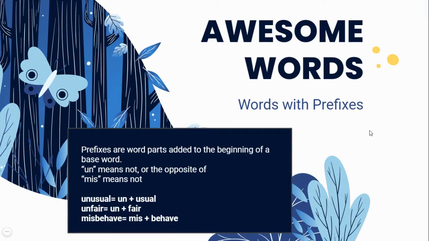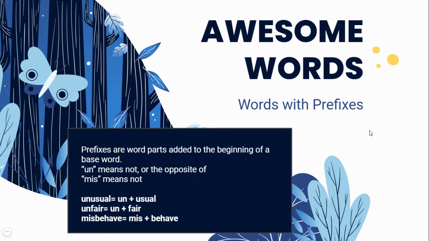Some awesome words to look at before we read are words with prefixes. Prefixes are word parts added to the beginning of a base word. Prefixes have their own meanings. The prefix "un" means not or the opposite of. When you know the meaning of a prefix, you can understand more words.